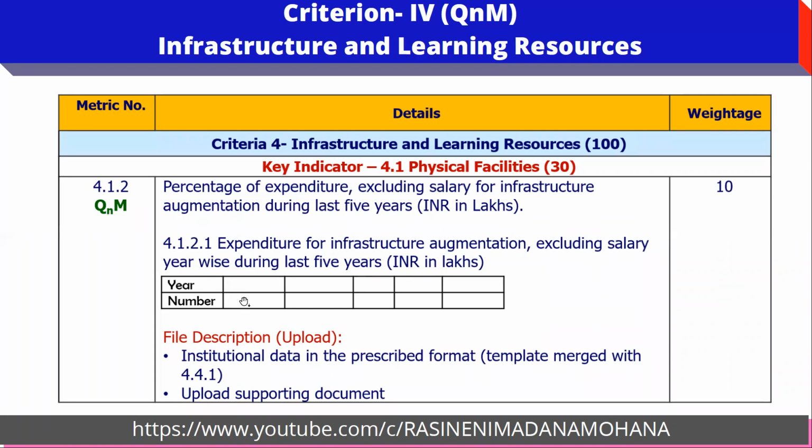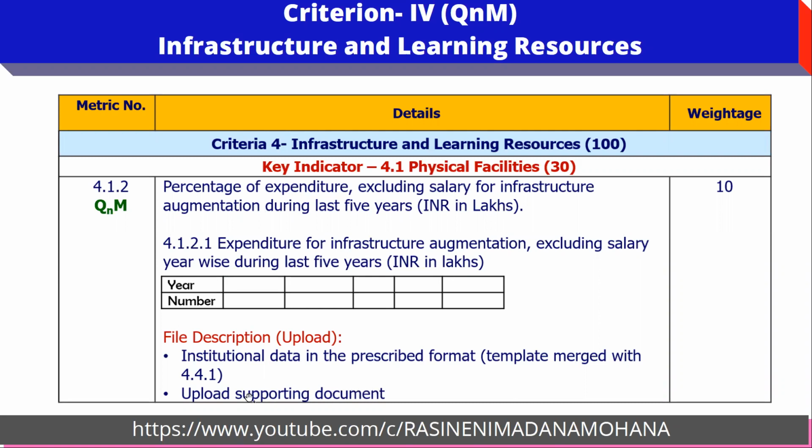So what is the total amount in Indian rupees lakhs? Then for 2021, year 2, what is the amount, and so on, down to 17-18, the fifth year. Now the supporting details can be provided as per the data template included here. There is one more quantitative metric, 4.4.1, which is maintenance expenditure. For both metrics, the template is the same: institutional data in the prescribed format.